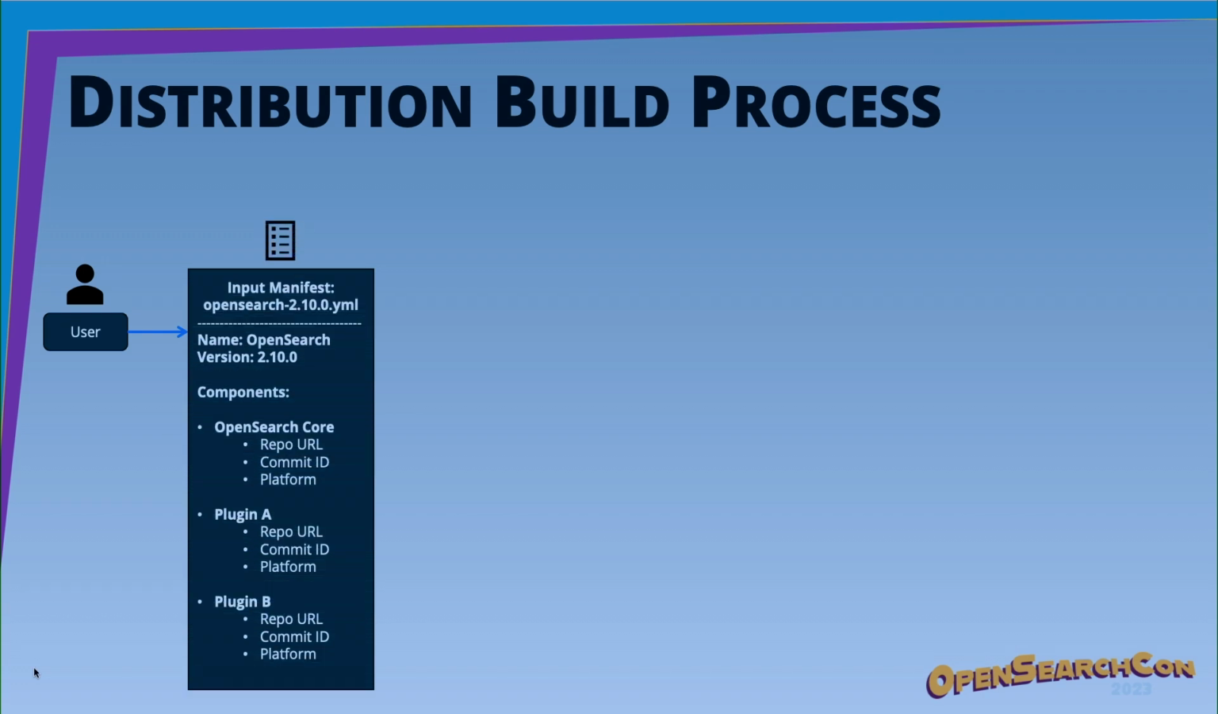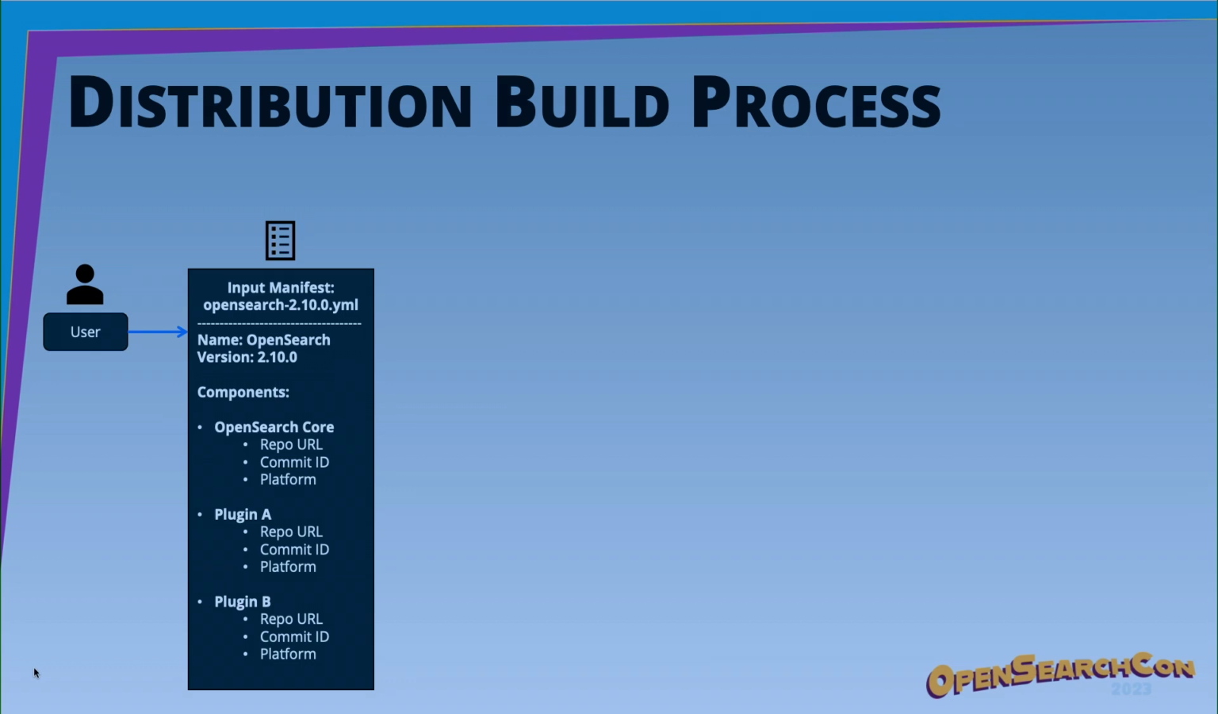The manifest is the core of the entire distribution. We use the manifest as a configuration file to contain the information related to this build as well as its components. As you can see in this example, we have the name of the product, which is OpenSearch. If it's dashboards, you'll put OpenSearch Dashboards there. The version is 2.10.0, which we just released a few days ago. And the components is really the meat of this, which has 3 of them over here. Of course, plugin A and plugin B are just examples. You can put more plugins. The first one is always going to be OpenSearch core because that's the base of everything.